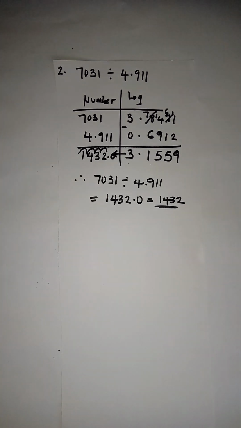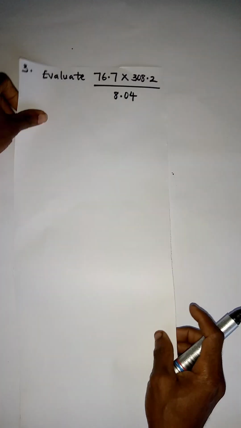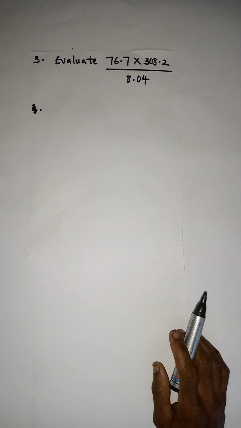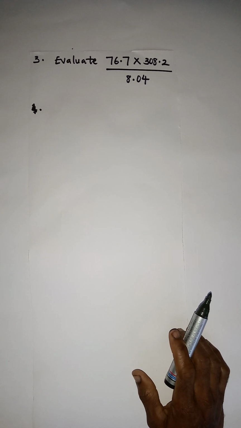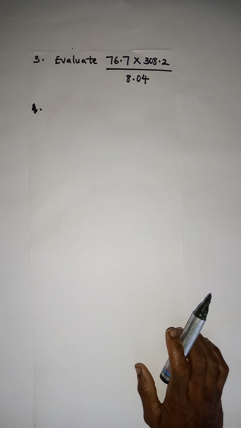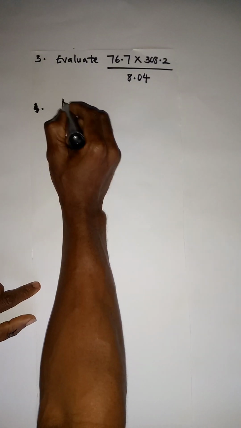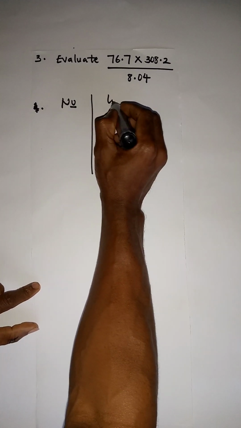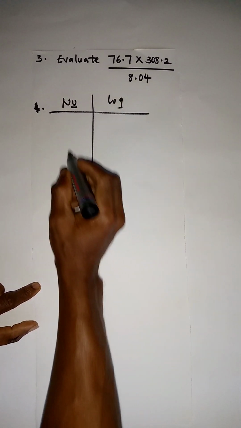Okay, let's quickly check another example. Now evaluate 76.7 times 308.2 divided by 8.04. Here we have the number and the log. Let's quickly check that out.